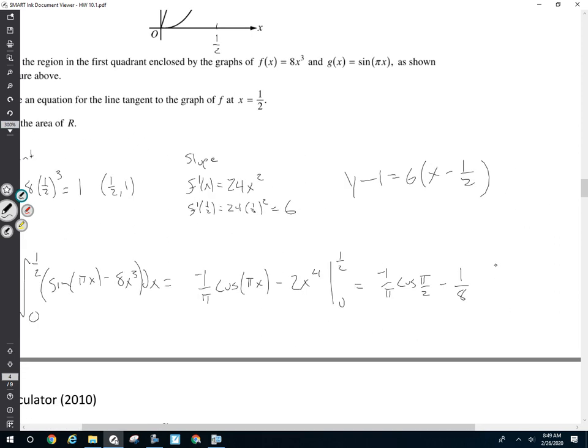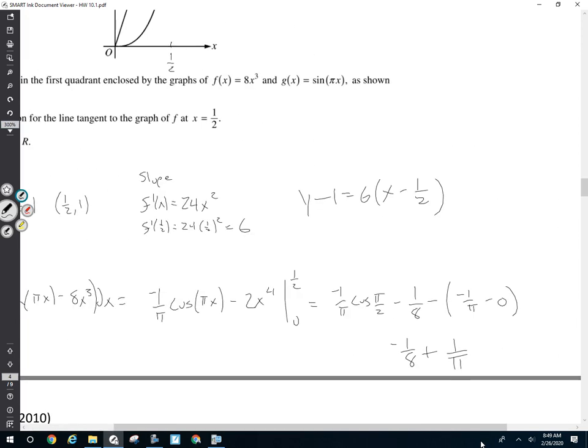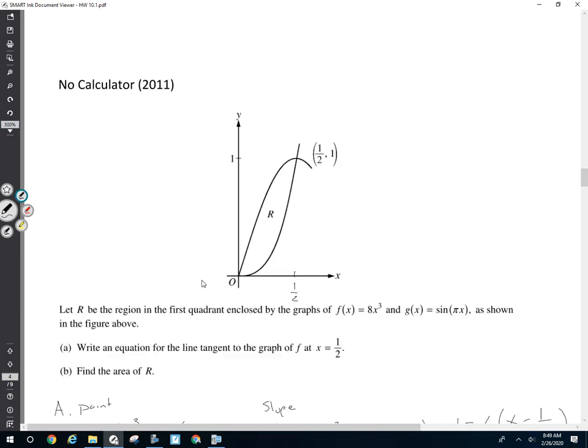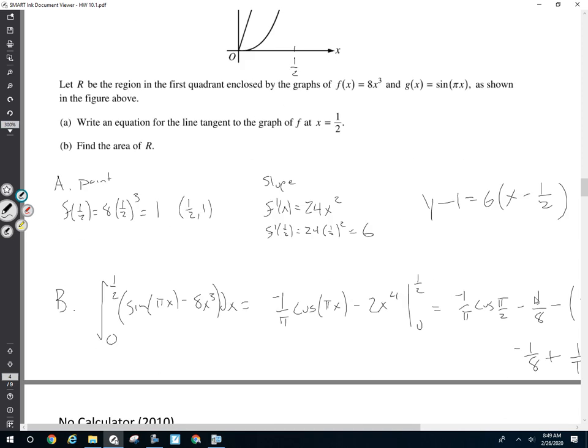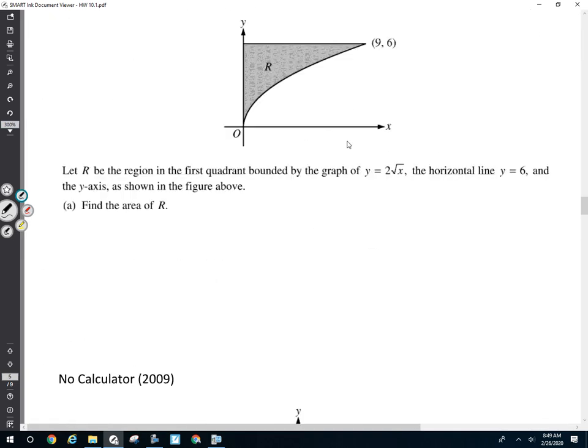Minus the cosine of 0 is 1, so that's a negative 1 over pi. Let's throw it in there. And then minus 0. So this is gone. I have negative 1/8 plus 1 over pi. And you can plug this into your calculator just for fun to check it. And you'd see it's the exact same area.